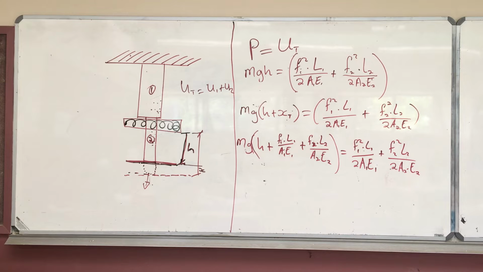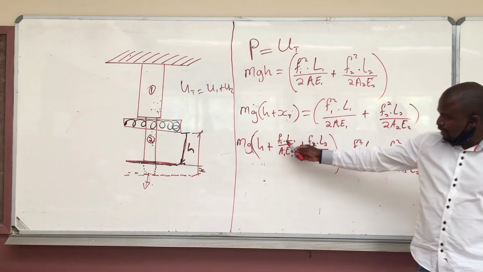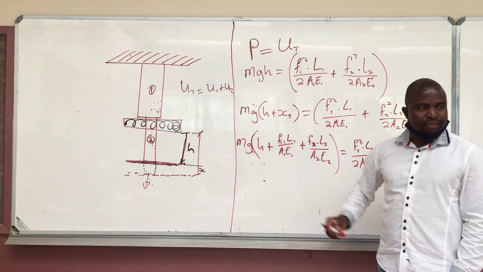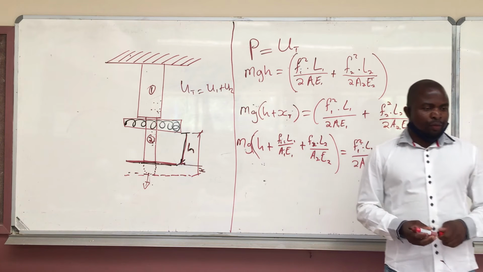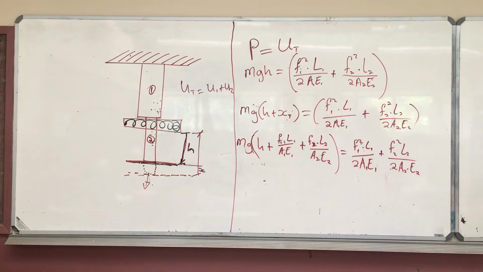But if you check, you may end up required to solve a quadratic equation, because here you have F squared and F and the constant. Maybe we should do one example so that you understand what I'm talking about.